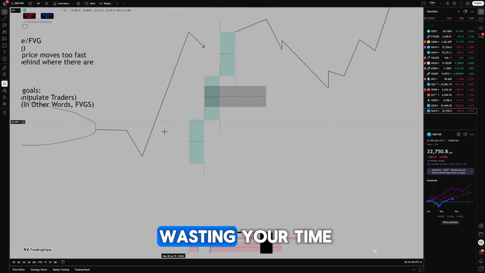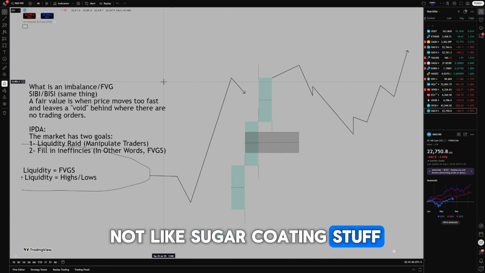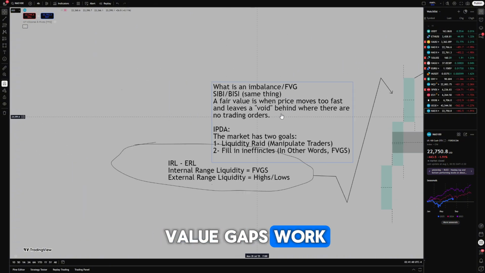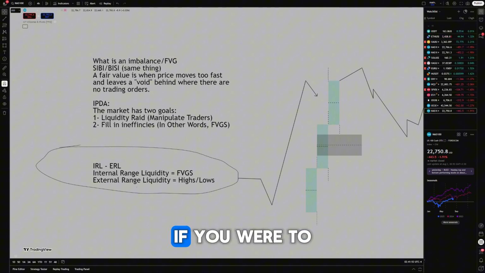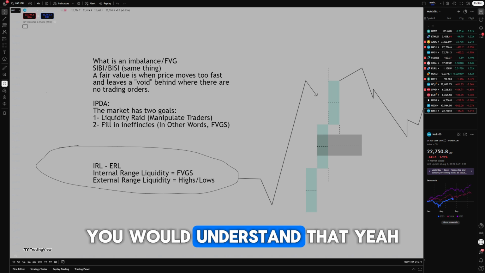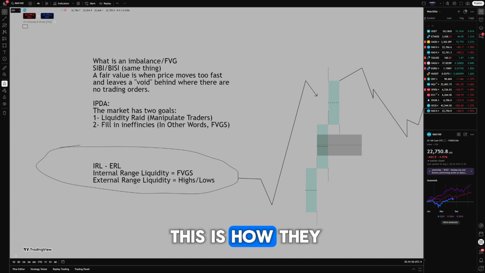I do not like wasting your time. I do not like sugarcoating stuff. This is how fair value gaps work. If someone says otherwise, they're completely wrong. If you were to backtest and if you were to study, you would understand that, yeah, you are right, Para. This is how they run. There's no other way they run. This is how they run. There's only one way, and this is the way. I hope I helped you out.